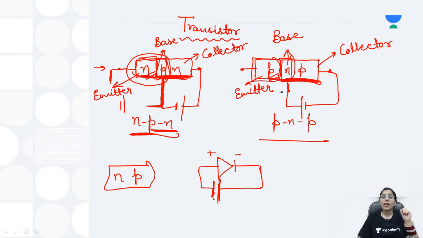The emitter is the heavily doped section, while the base is the lightly doped section, and the collector is the moderately doped section. So this is how you can consider it in terms of doping: emitter heavily doped, base lightly doped, and collector in between both of them, or moderately doped.